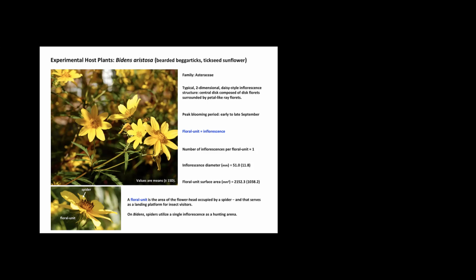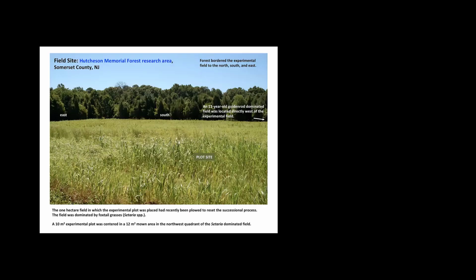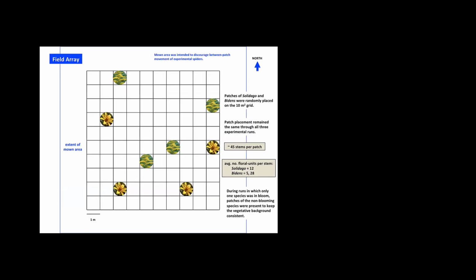My experiments took place at the Hutchinson Memorial Forest Research Area, which is located in central New Jersey. And my field site was a 1 hectare old field that was dominated by foxtail grasses. I took a small section of the field, mowed down the grass, and established a grid within this mown area. So on my 10-meter square grid, I had randomly arranged 4 patches of Bidens and 4 patches of Solidago.